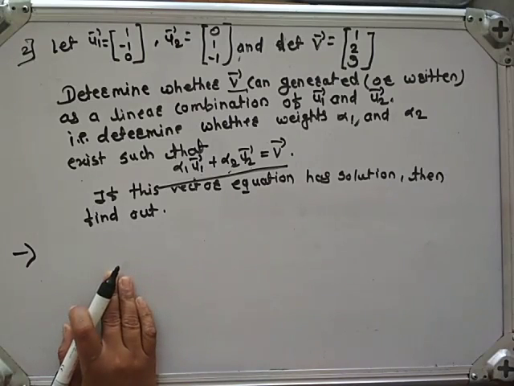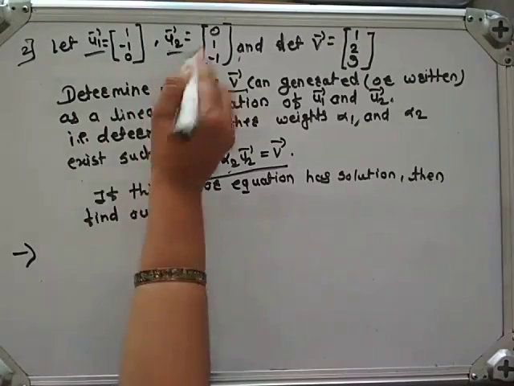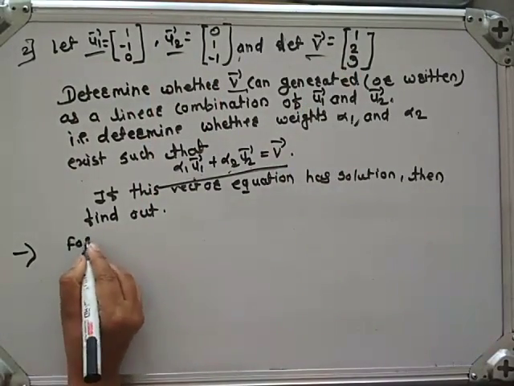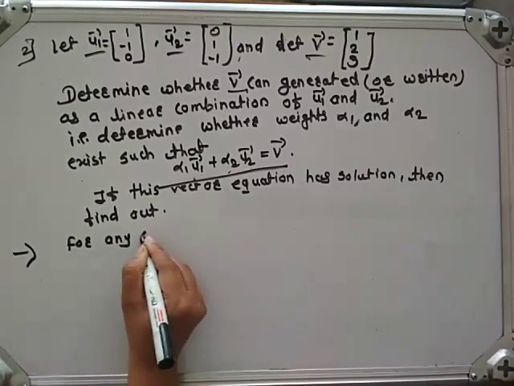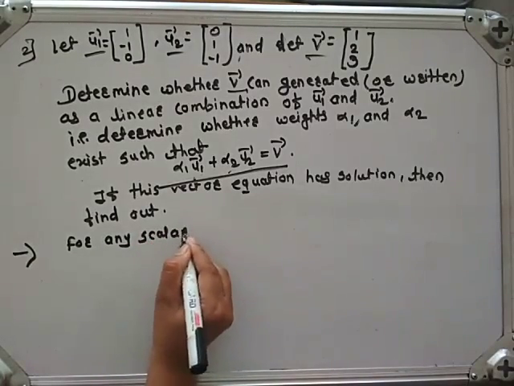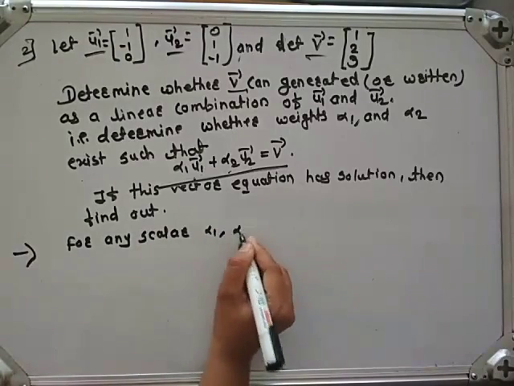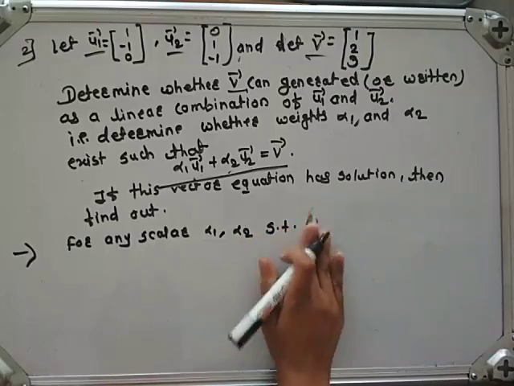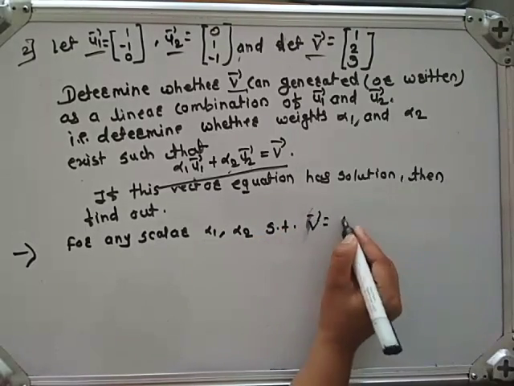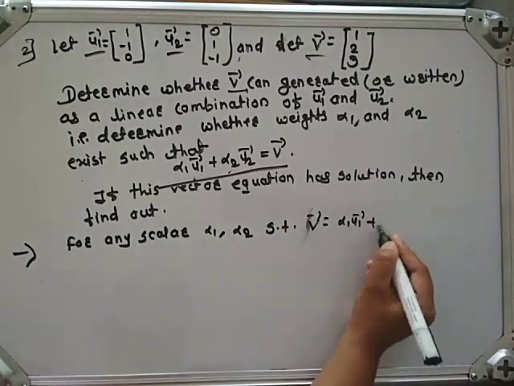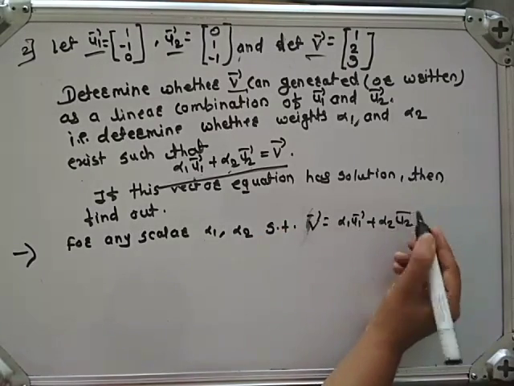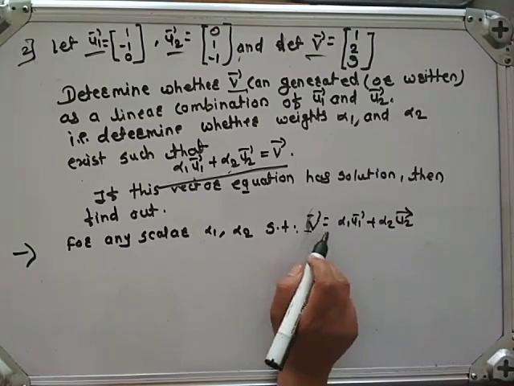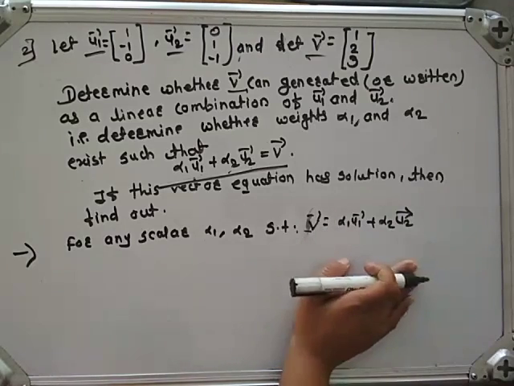Here what we have given? We have given u1 bar, u2 bar and V bar. For any scalars alpha 1 and alpha 2, V bar can be written as alpha 1 u1 bar plus alpha 2 u2 bar. Here we have to check whether this vector equation has a solution or not.